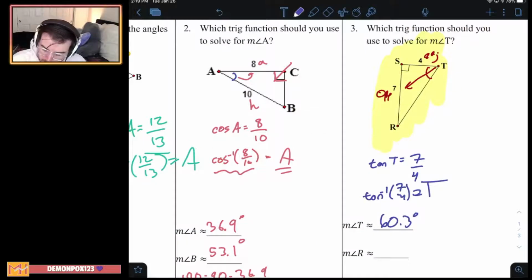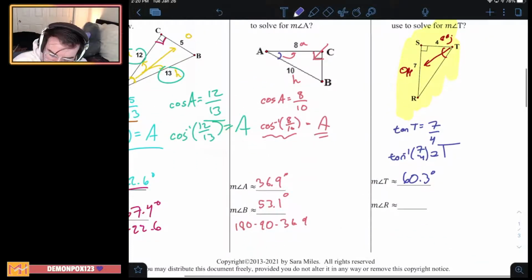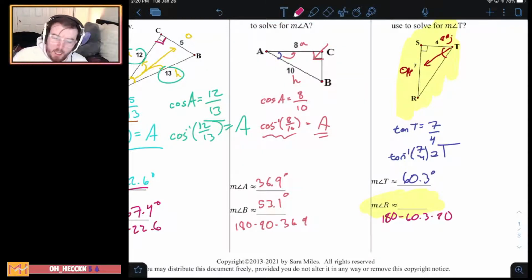And hopefully you remember what you're supposed to do to find the third angle. What is the third angle? You just solved for the third angle and you remembered that 180 minus 60.3 minus 90. If you subtract the other two angles in the triangle, we already know 2, it leaves you with the third. And when you plug that in, you get 29.7 degrees. Lovely.